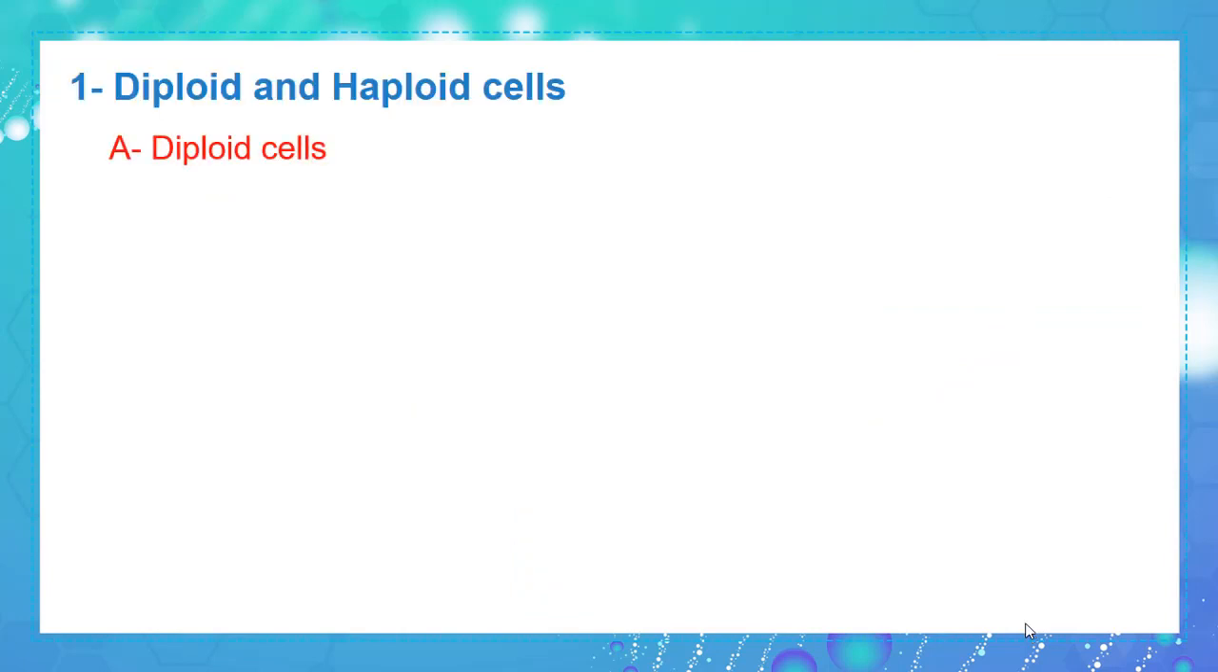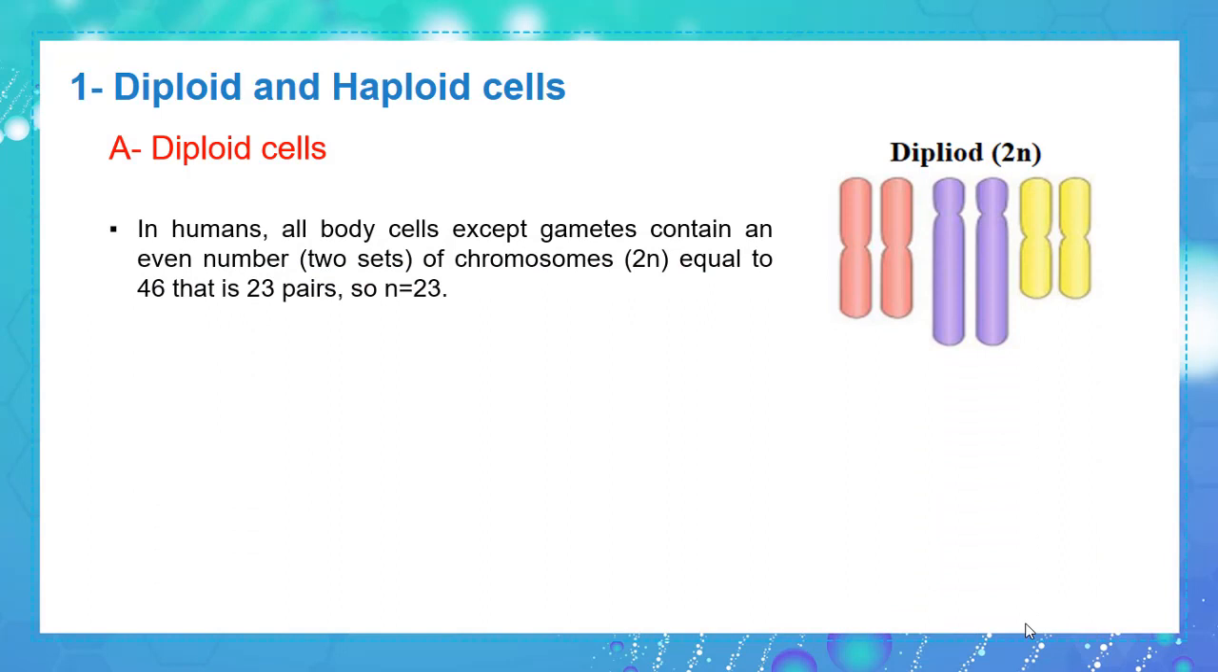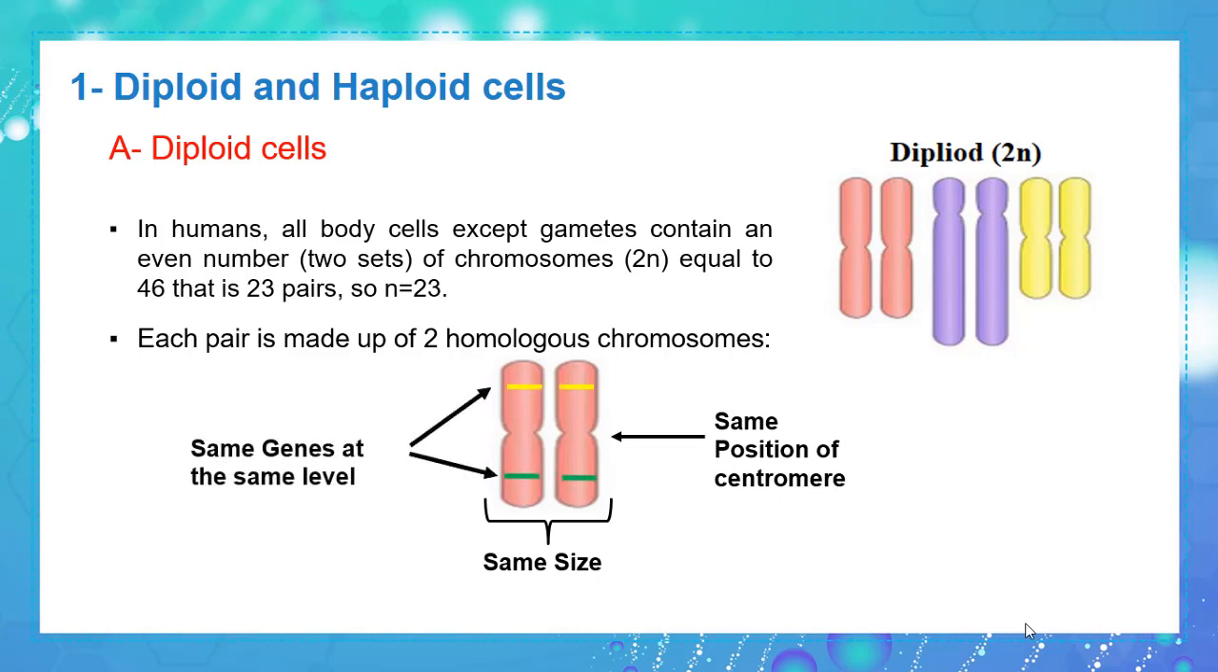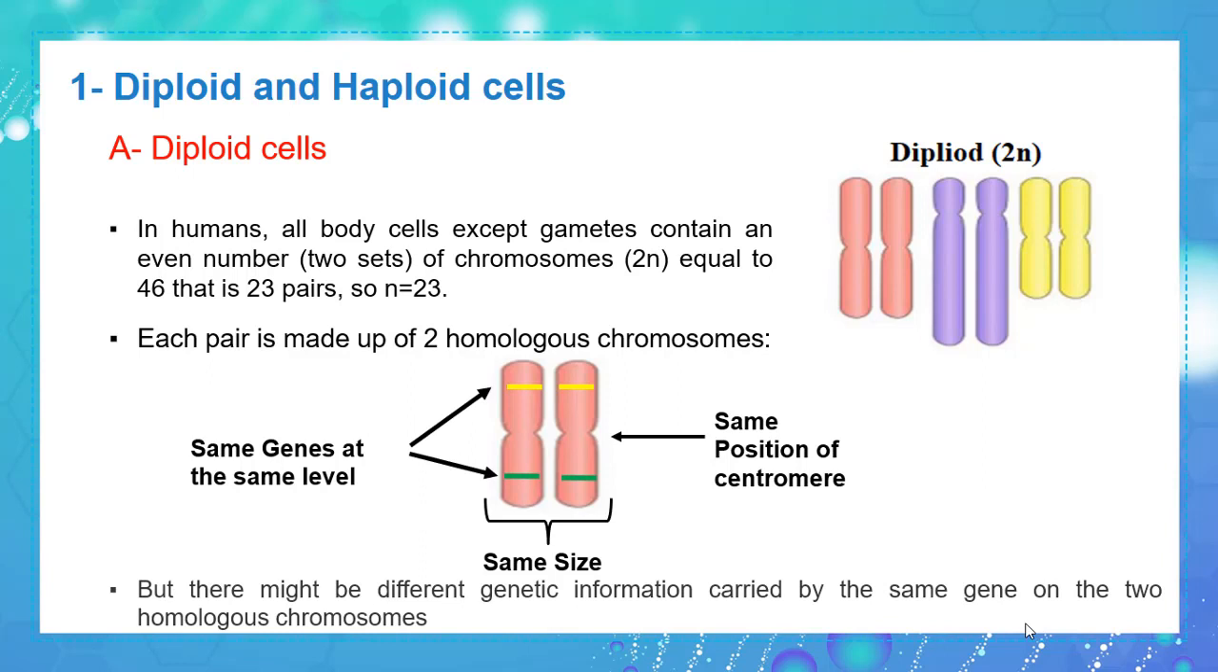Actually, all body cells except gametes are diploid cells. They contain two sets of chromosomes, that is 2n equal to 46, that corresponds to 23 pairs, so n equal 23. Moreover, each pair is made up of two homologous chromosomes that must have the same size, same position of centromere, and same genes located at the same level. But there might be different genetic information carried by the same gene on the two homologous chromosomes.